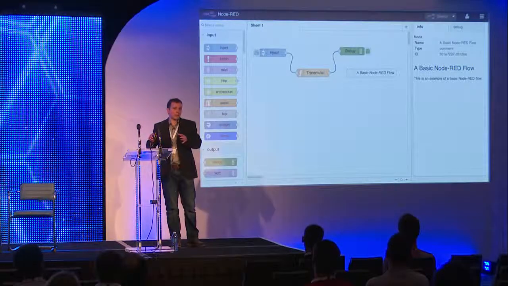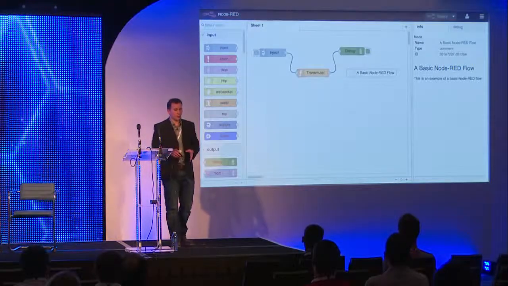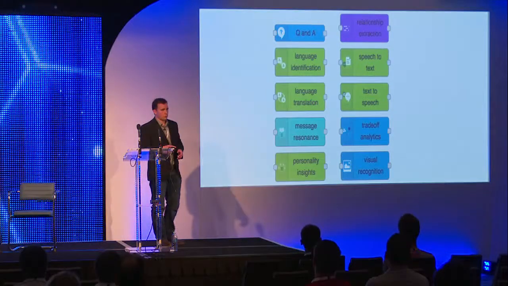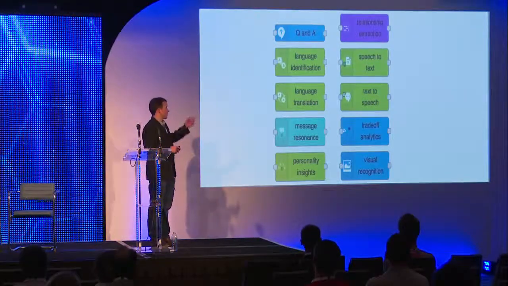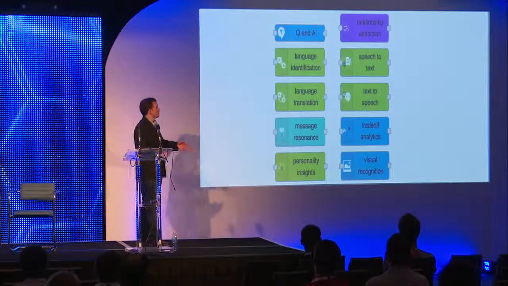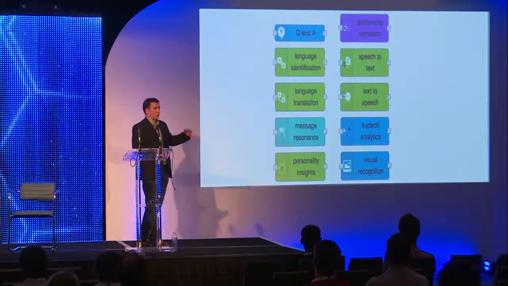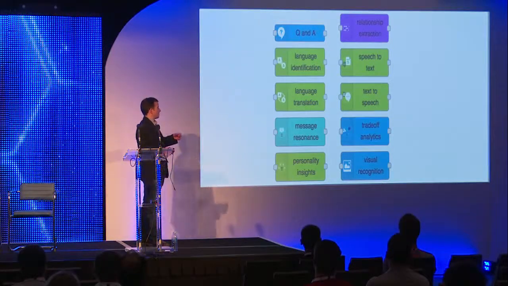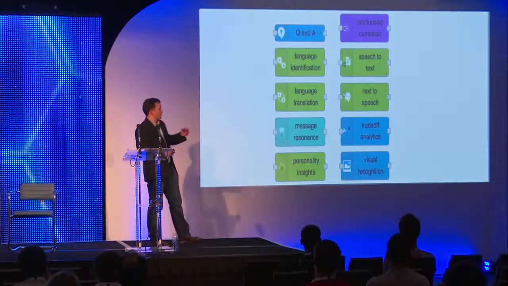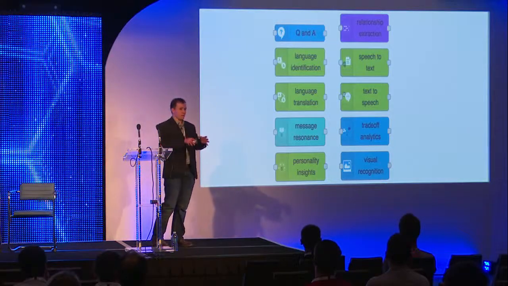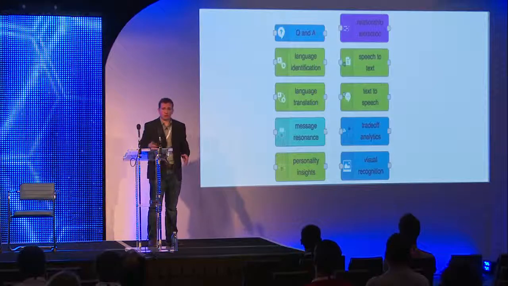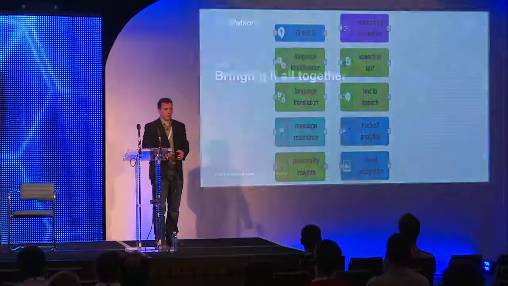So in the Bluemix version of Node-RED, it supports a lot of the services that are available in the Watson Developer Cloud. So we talked earlier about language translation, the Q&A API where you can ask it questions and get back answers, the text-to-speech services, relationship extractions. They're all there to be able to be wired into Node-RED flows. So it makes it really, really easy to drag and drop and to experiment with these new capabilities.